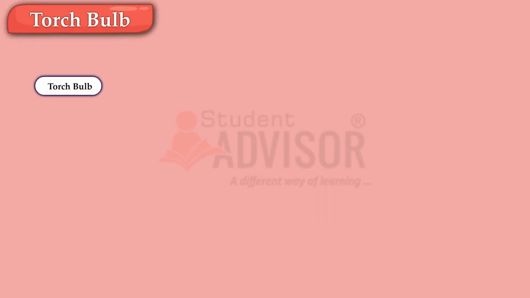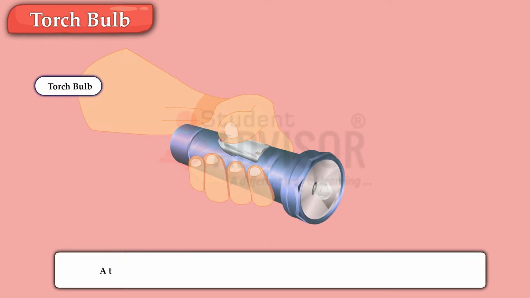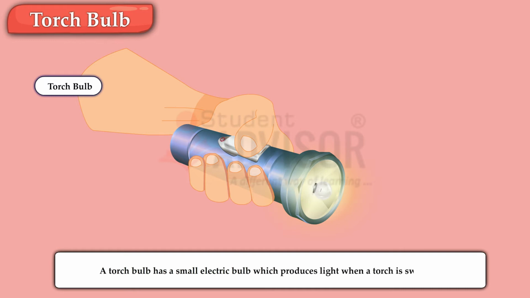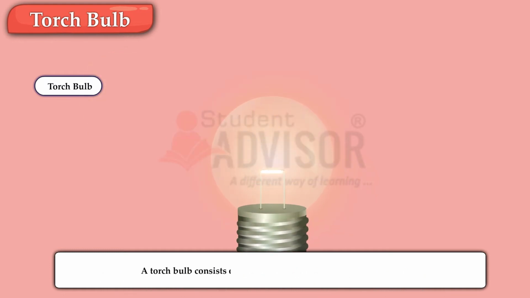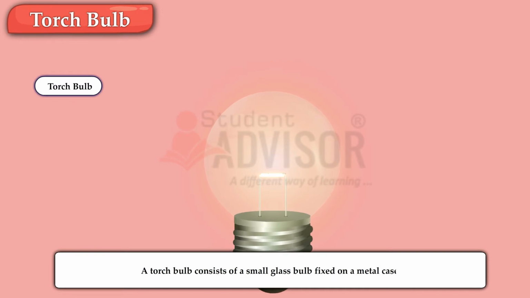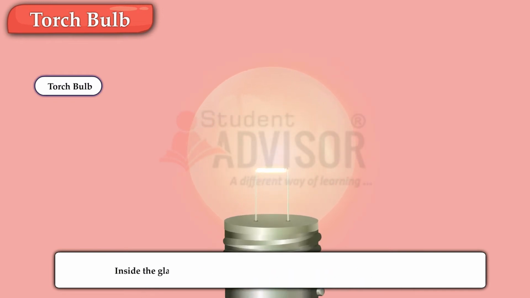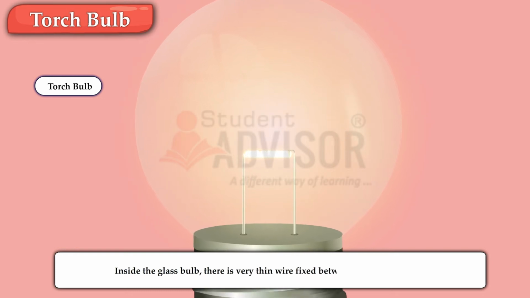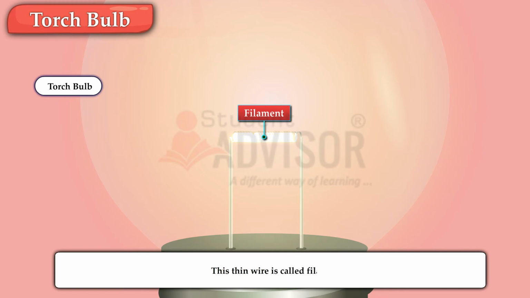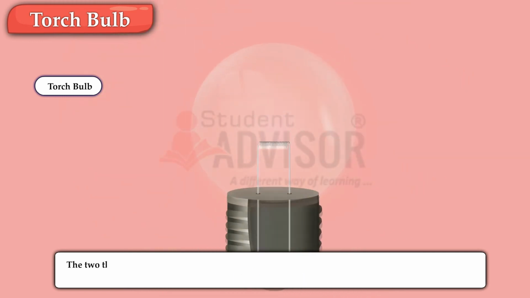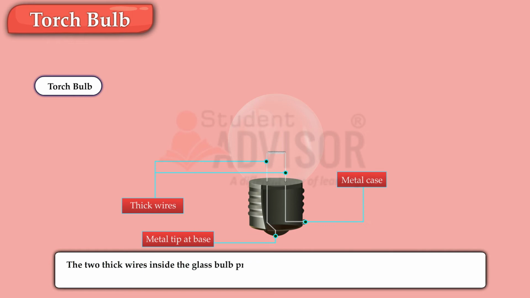Torch bulb. A torch bulb has a small electric bulb which produces light when a torch is switched on. A torch bulb consists of a small glass bulb fixed on a metal case. Inside the glass bulb, there is a very thin wire fixed between two thick wires. This thin wire is called the filament. The two thick wires inside the glass bulb provide support to the filament and also make connection of the filament to the outer circuit.